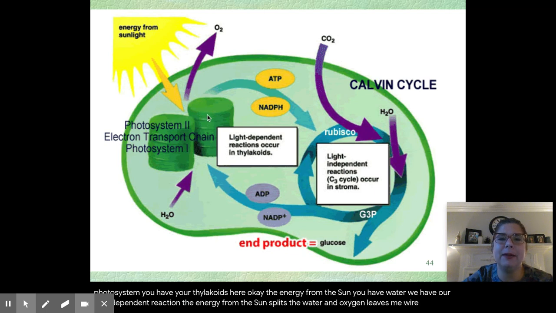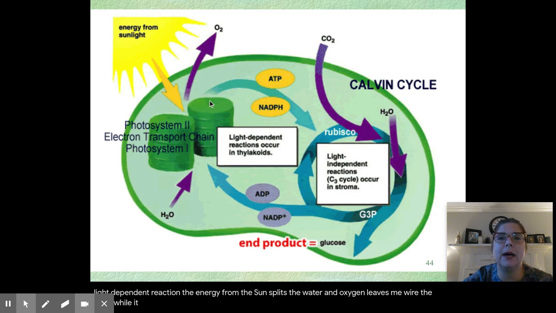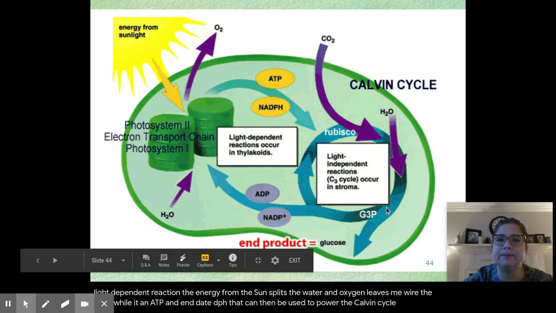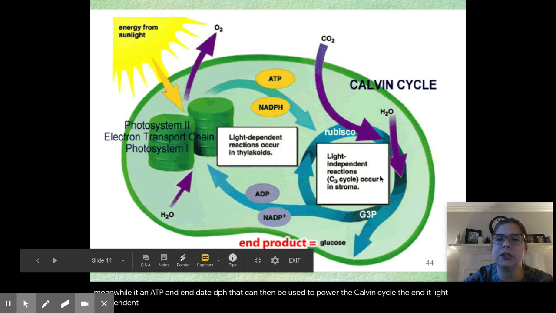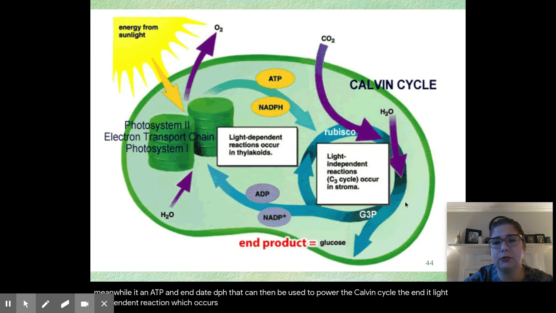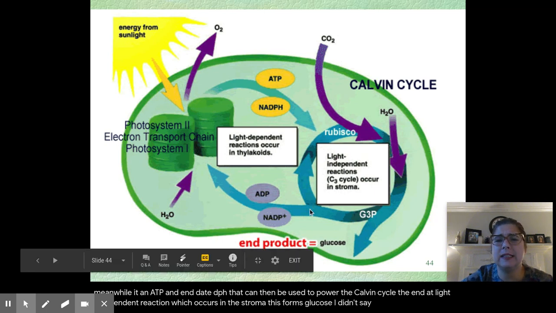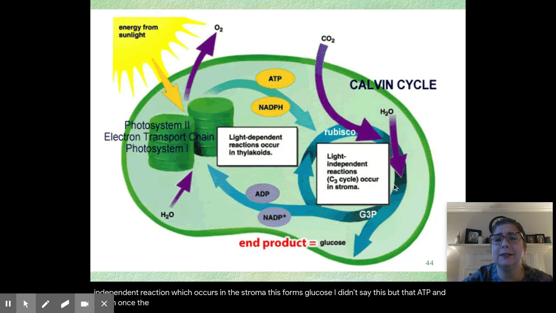Meanwhile, it generates enough energy in ATP and NADPH that can then be used to power the Calvin cycle, the light-independent reaction, which occurs in the stroma. This forms glucose. I didn't say this, but once the electrons in the ATP and NADPH are used to power it, it can go back and capture more electrons from the light-dependent reaction.